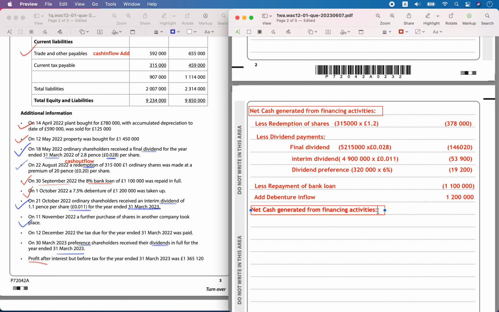So that is going to be equal to minus 378,000 minus 146,020 minus 53,900 minus 19,200 minus 1,100,000 plus 200,000. So that is going to be equal to negative 497,120.